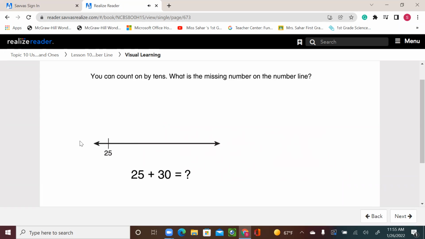You can count on by tens. What is the missing number on the number line?